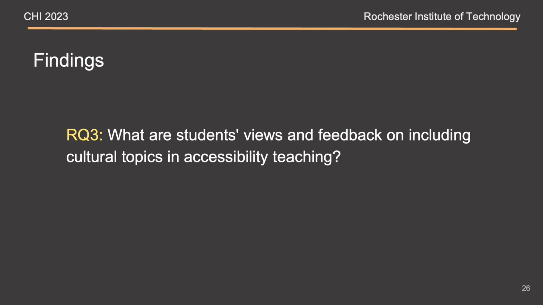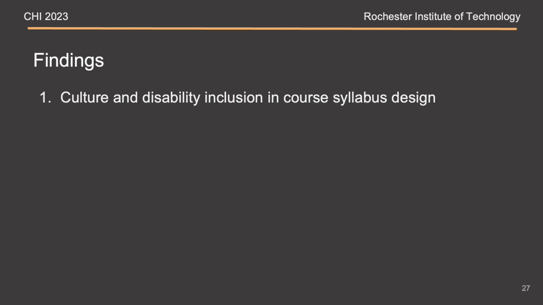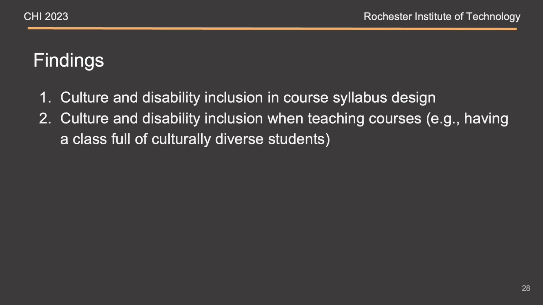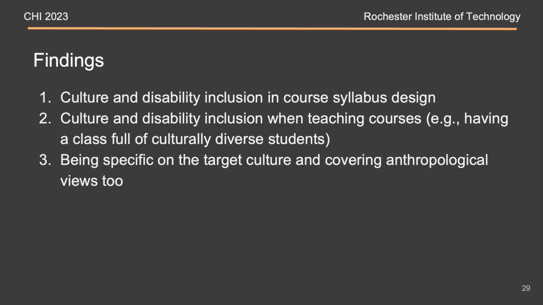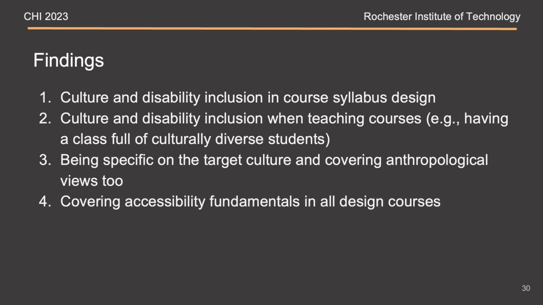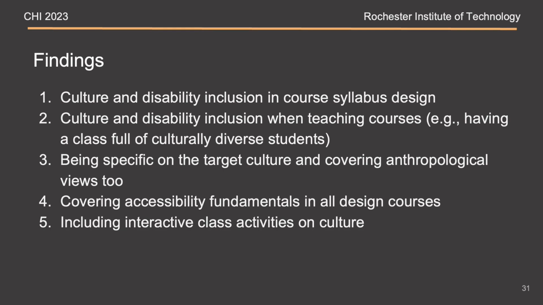Finally, we collected our participants' suggestions for improving topics on culture in accessibility teaching. Some students suggested that the topics on culture and disability must be incorporated when designing the course syllabus. Secondly, some students suggested that courses should have students or instructors from different cultures or with different disability types. Plus, some recommended choosing a specific culture to focus on in the courses. Next, some students thought it is necessary to teach foundations of accessibility in all design courses. And finally, some would like to have class activities about cultural differences.